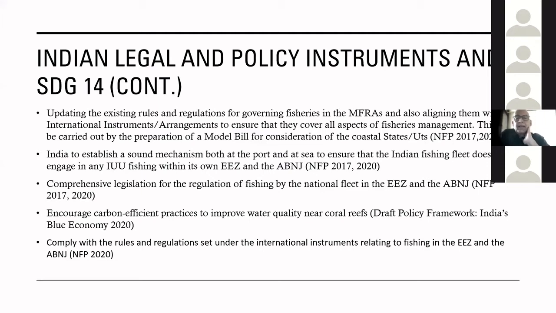And then there is also the talk in the National Fisheries Policy draft that India will comply with the rules and regulations set under the international instruments relating to fishing in the EEZ and the area beyond national jurisdiction. So area beyond national jurisdiction effectively means the high seas. Or it could mean fishing in the EEZ of other countries. If there is an agreement between India and, say, Kenya on the eastern coast of Africa, or with Mozambique, then that would also be area beyond national jurisdiction. It's beyond the jurisdiction of India. You're having a fisheries agreement, for example, with those countries.